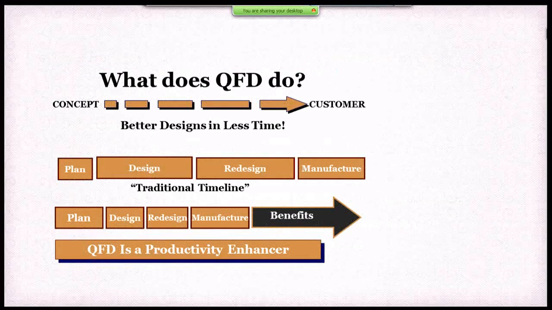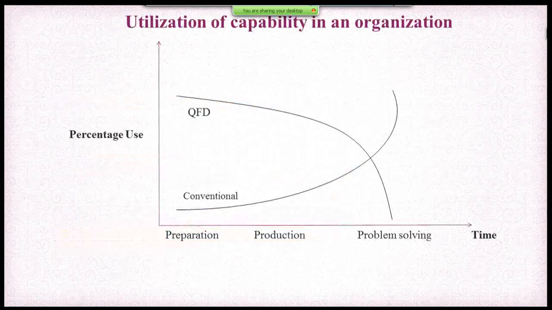What does a QFD actually do? As we can see here, the plan phase in the QFD is longer when compared to the plan phase in the traditional timeline. This is because the QFD focuses more on planning. Planning is the foundation for everything, so if planning is done in a better way, then the design, redesign and manufacturing phases can be implemented well. So the time taken for the QFD approach is less when compared to the traditional timeline, and also the cost is less. This can be explained by the following graph.